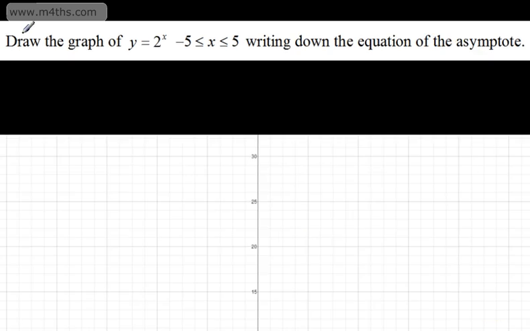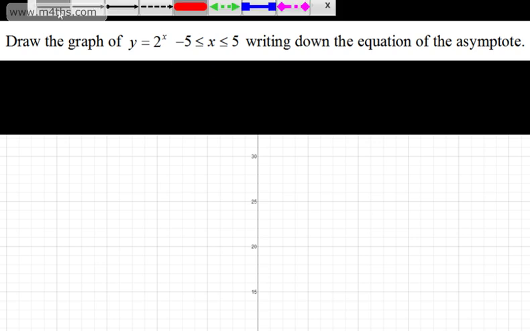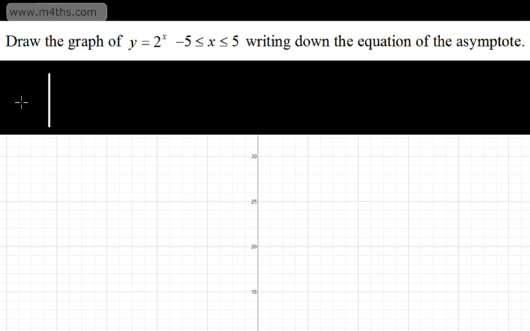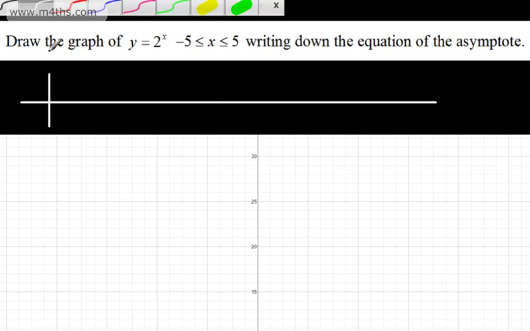Right, let's look now at an exponential graph. We're asked to draw the graph of y is equal to 2 to the power of x, for x between negative 5 and positive 5, writing down the equation of the asymptote. So let's go ahead now and look at a table of values. So with all of these examples, we're not sketching, we're simply looking at a table of values. So what we're going to have here now is x, and we're going to have y.